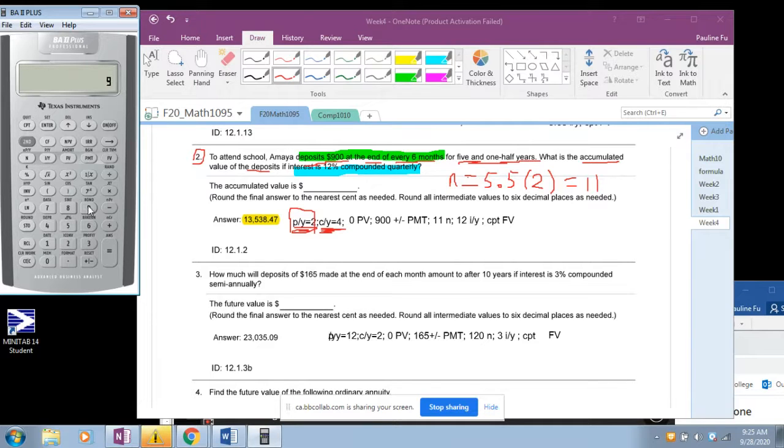Now I enter 900, negative PMT. 11 N. 12 IY. 0 PV. Compute FV. This time I am correct. $13,538.47. And the calculator lesson is here.